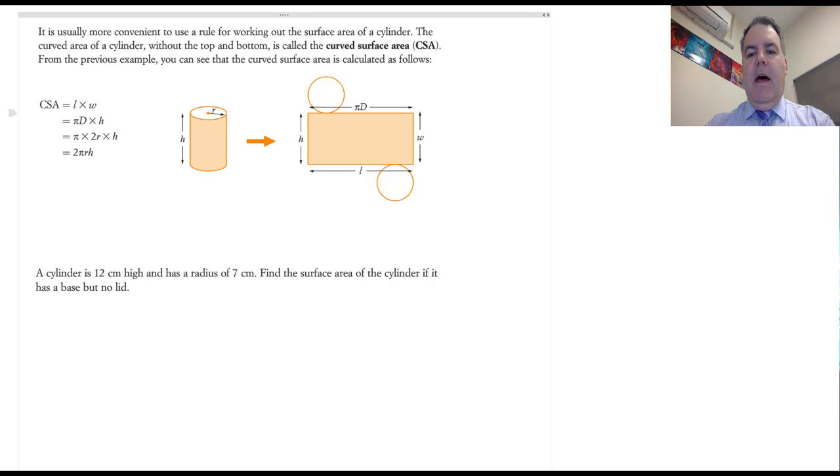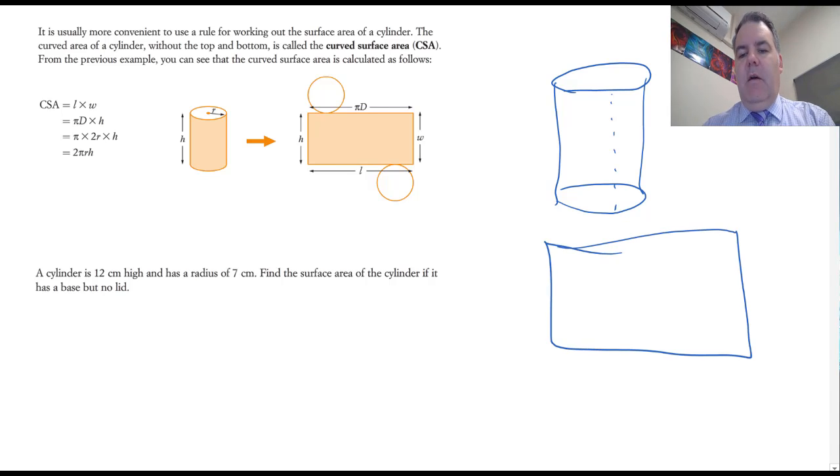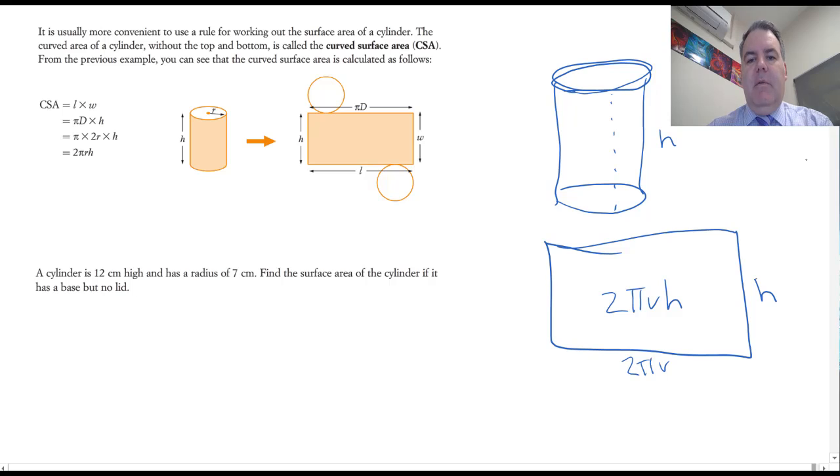So that's really the first part of this: if you start with a cylinder like this, chop it down the side and put it out like this, you end up with a rectangle. This is the length of the rectangle. It's just the circumference of the top, 2 pi r, and h is just the height of the cylinder. Hence, the surface area of the curved part of a cylinder is 2 pi r h, coming from that formula. You can see over here they've used pi d, pi times the diameter. Well, because the diameter is twice the radius, 2 pi r and pi d are the same thing.